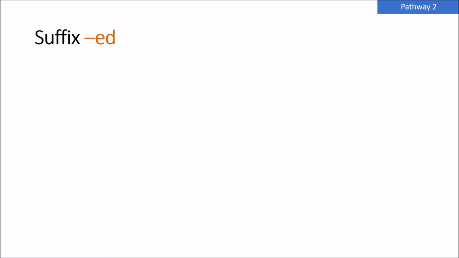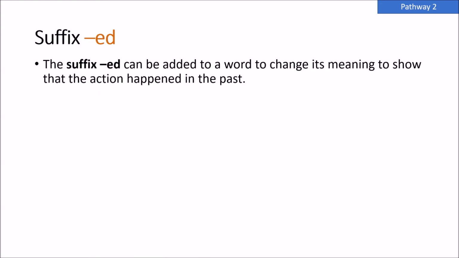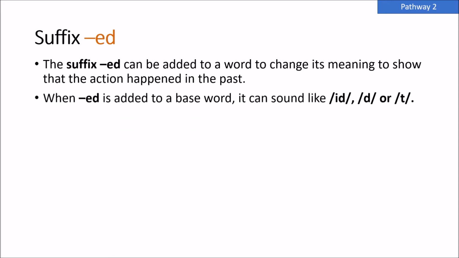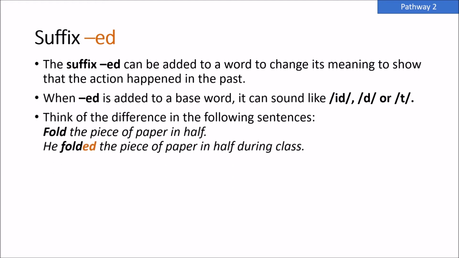Suffix ed. The suffix ed can be added to a word to change its meaning to show that the action happened in the past. When ed is added to a base word, it can sound like id, d, or t. Think of the difference in the following sentences. Fold the piece of paper in half. He folded the piece of paper in half during class.